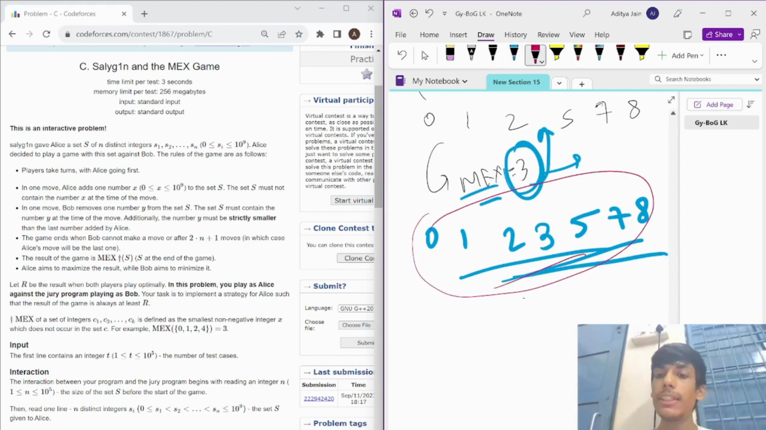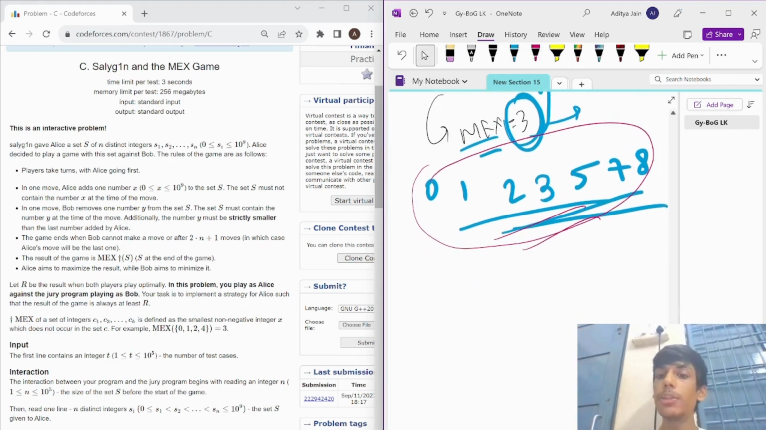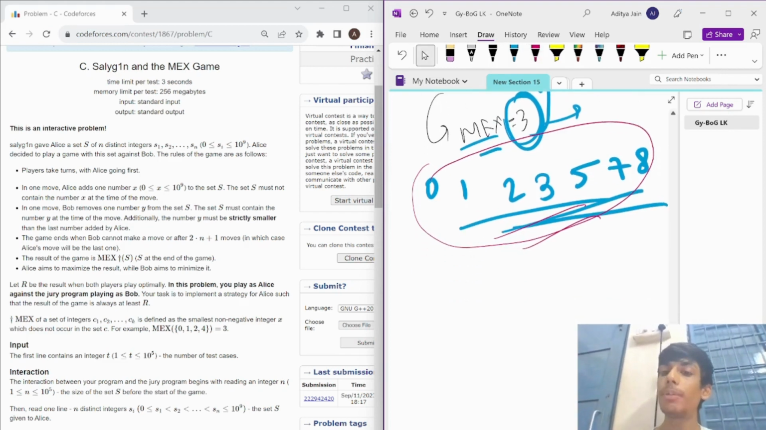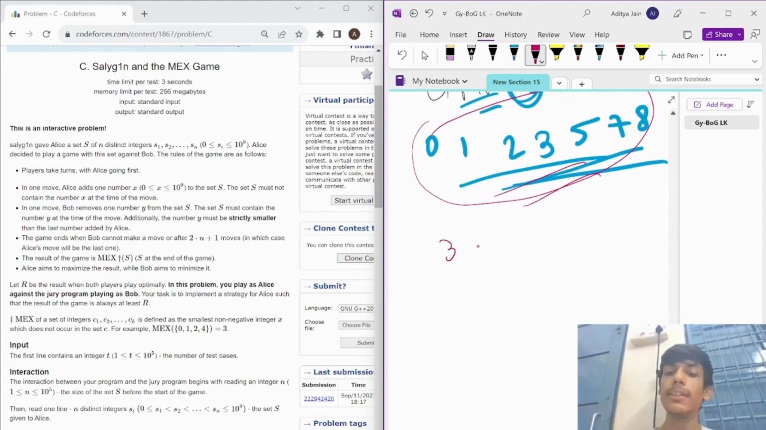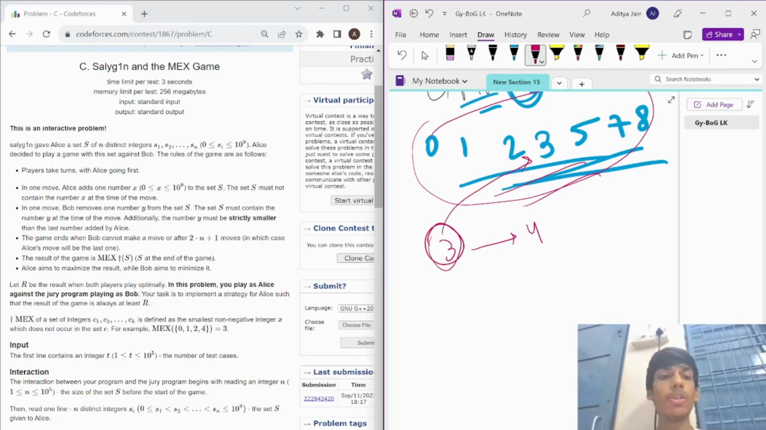The max of this array is 4. This is because 4 is not present in this array, and 0, 1, 2, 3 are present in this array. So, in Alice's turn, max increased from 3 to 4, right? Now, what did Alice insert? Alice inserted 3 into this array, right? So, now it's Bob's turn.